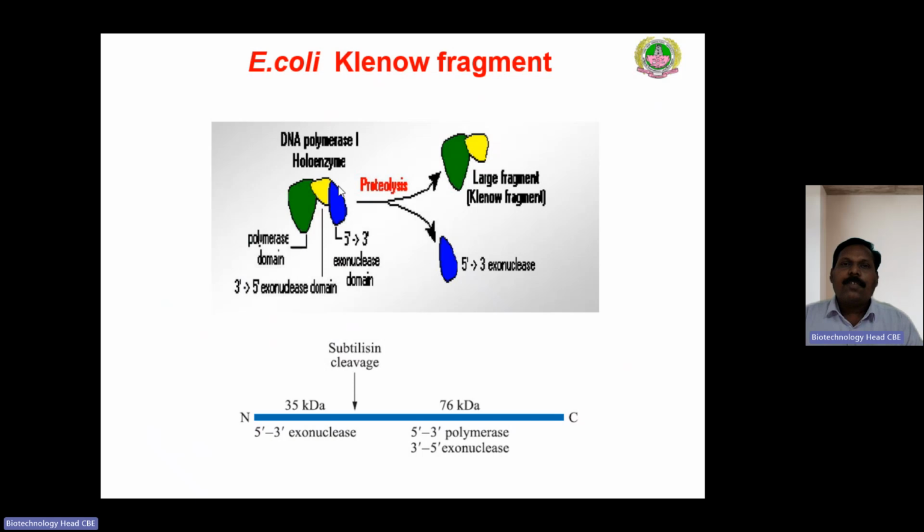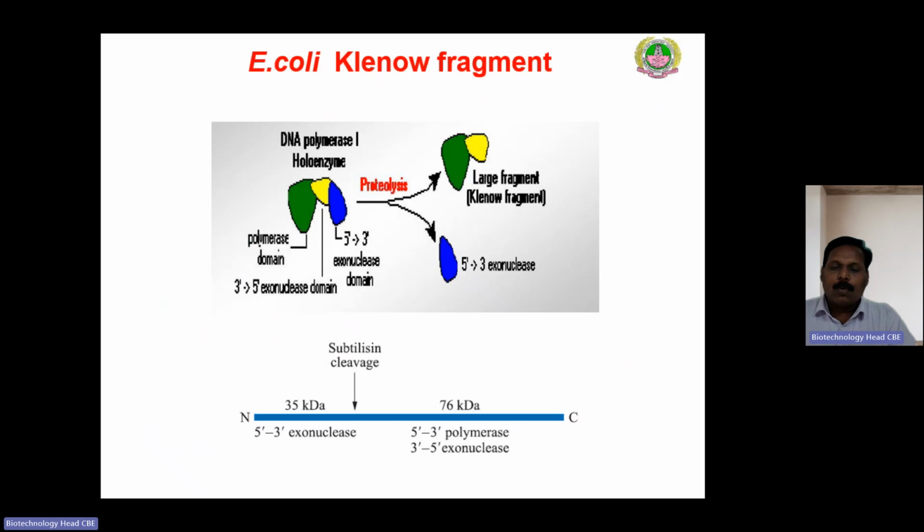activity. So this picture will typically show you when the DNA polymerase enzyme 1, a holoenzyme, is subjected to proteolysis, this will generate 2 fragments. One is a large fragment, the other one is a small fragment. The large fragment contains 2 activities, that is the 3' to 5' exonuclease activity as well as polymerase domain. You can typically see the polymerase domain and the exonuclease domain. The second small fragment is 5' to 3' exonuclease domain.